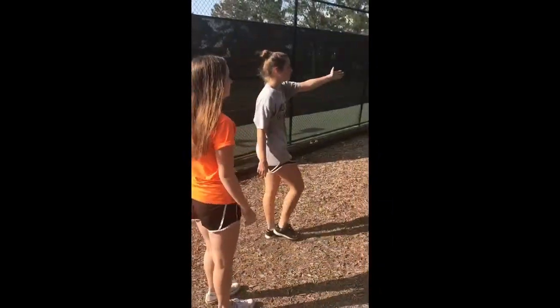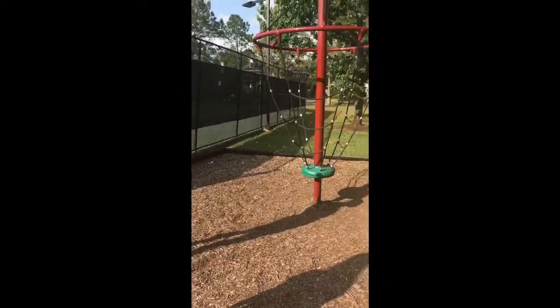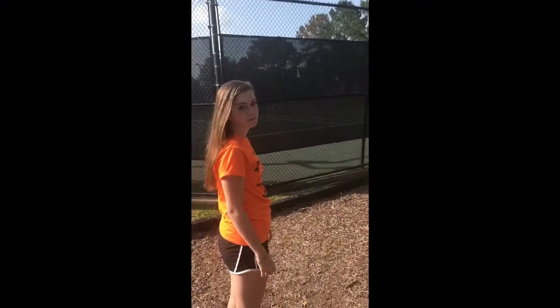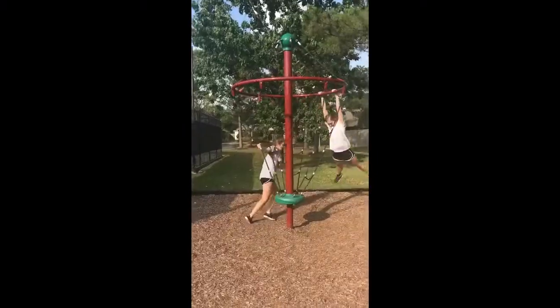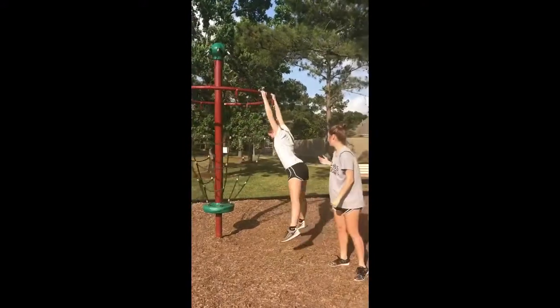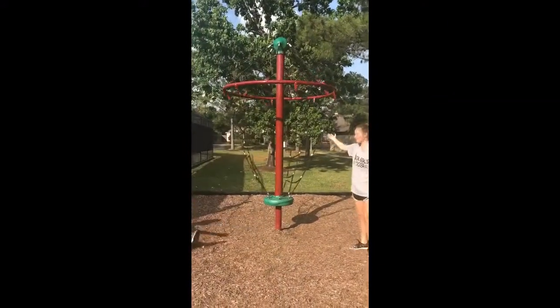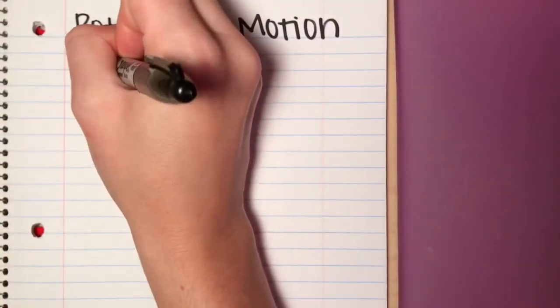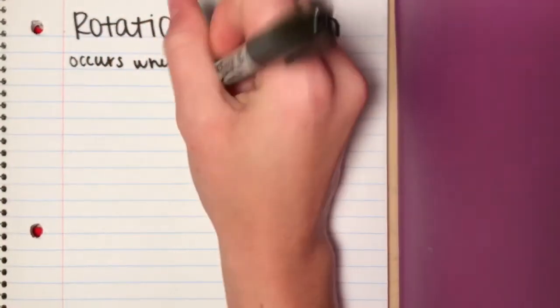Well, this is actually a really good example of rotational kinematics. Oh. You know what that is? Well, I'll show you. This is a good example of rotational motion. As you can see, the object is rotating in a circle around a fixed axis. Rotational motion occurs when objects travel in a circle around an axis of rotation.